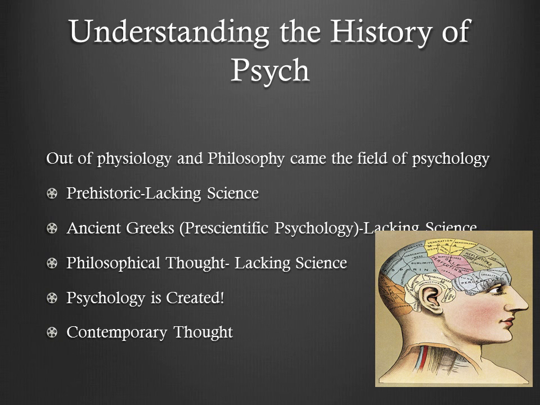1879. So there were many, many years of this field going unnamed by psychology, but people were trying to understand the human mind. And then now we have the current contemporary thought, which we will learn about with the eight approaches.